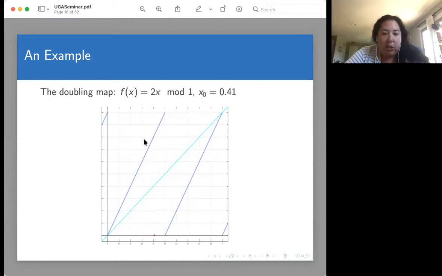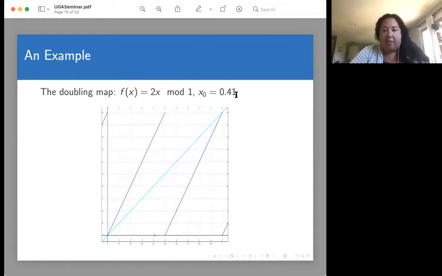So here, the dark blue is the graph of the doubling map. The light blue is my identity function, y equals x. I can use this to build what are called cobweb maps, which allow me to sort of visualize orbits. So let's do a quick example together.